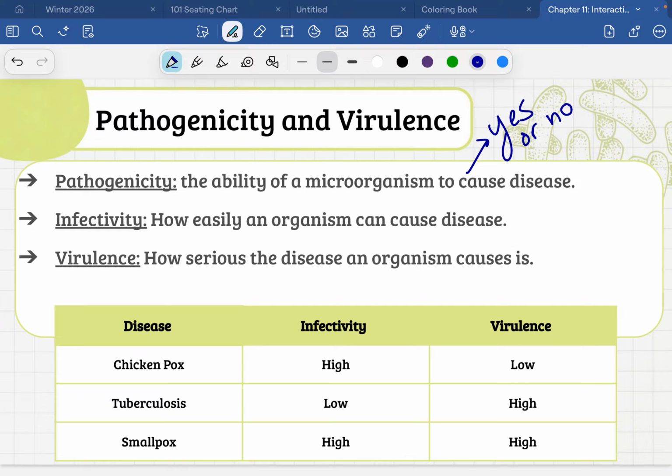However, in order to qualify how easily an organism can cause disease, we use a couple of different terms. The first one is infectivity. So infectivity is how easily an organism can cause disease. If something is highly infective, it's highly infectious, that means that it's going to cause disease a high percentage of the time. Virulence is how serious the disease an organism causes is.